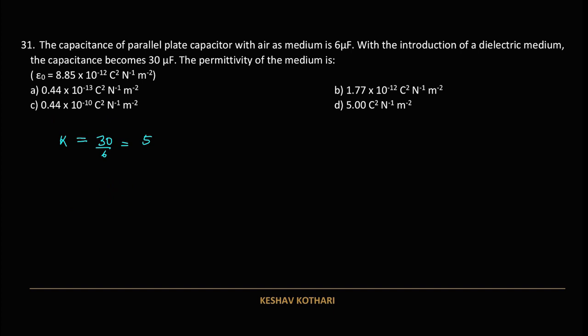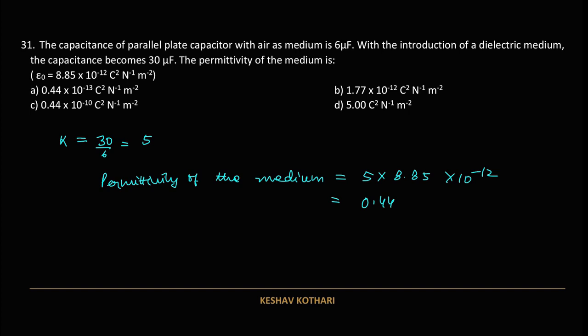Now if we calculate the permittivity of the medium, the permittivity of the medium is 5 into 8.85 into 10 to the power minus 12, and the value that we obtain is equal to 0.44 into 10 to the power minus 10 Coulomb square Newton minus 1 meter to the power minus 2. That is, it is matching with option C. So for problem number 31, option C is correct. Let us move to the next problem.